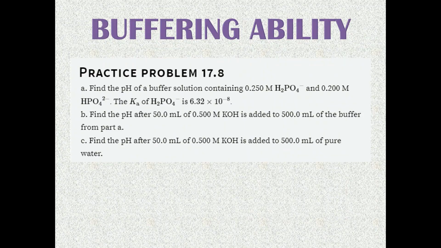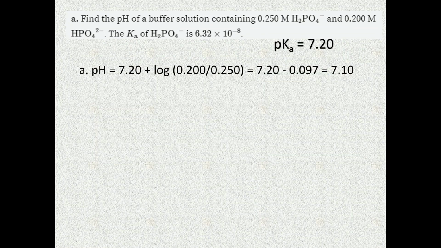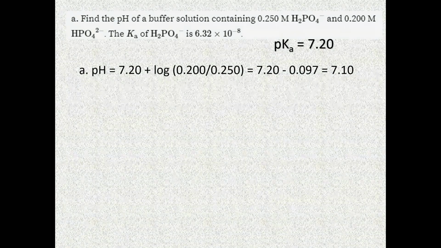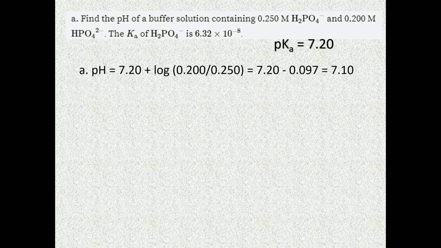So what is the pH of a buffer solution that contains 0.25 molar acid and 0.20 molar base? So the pKa, from 6.32 times 10 to the minus 8, becomes 7.20. So the pH becomes 7.2 plus the log of 0.2 over 0.25. Now I have more acid than base, so my pH should be going down, and it goes down to 7.1. Isn't this so much better than doing an icebox?